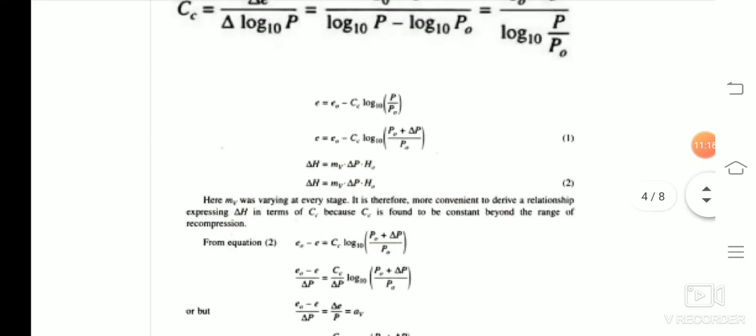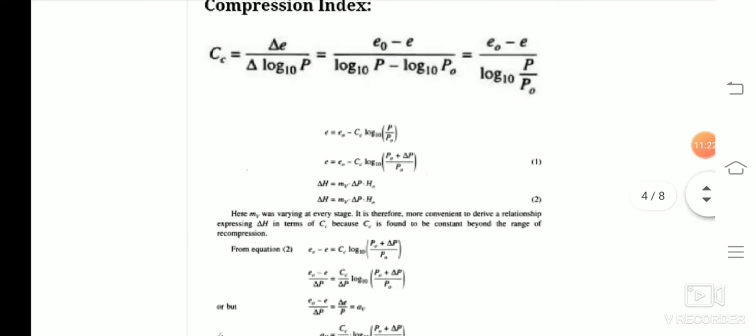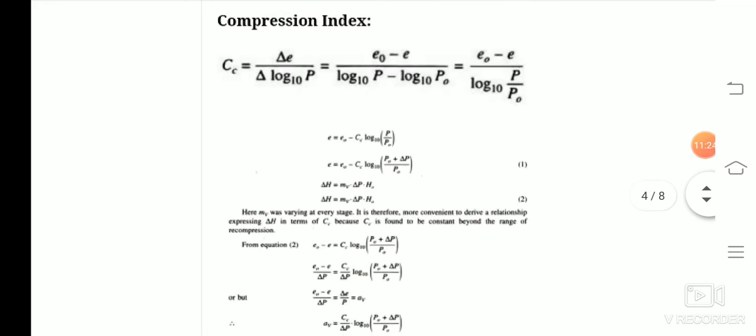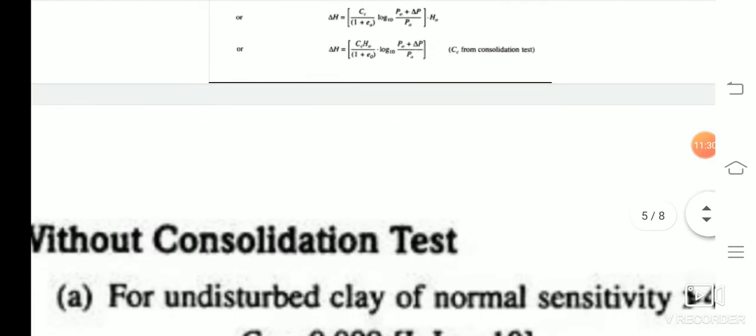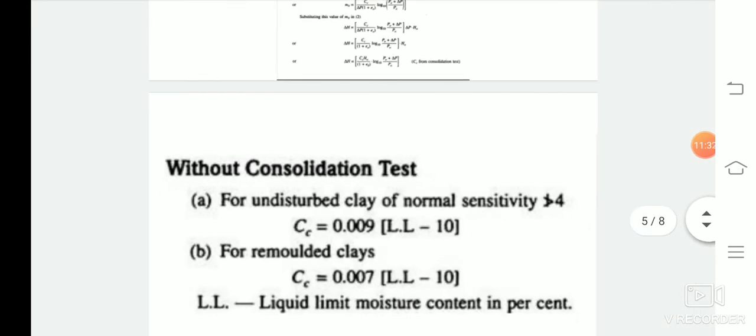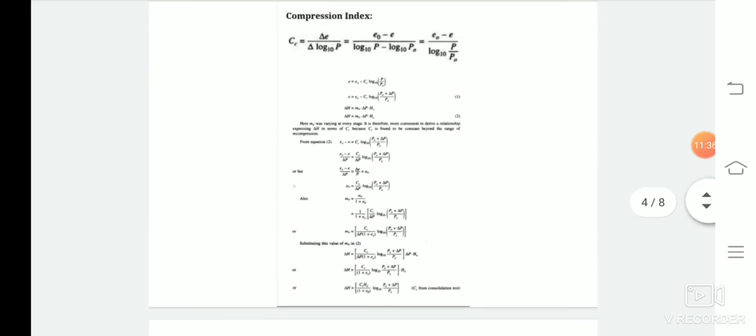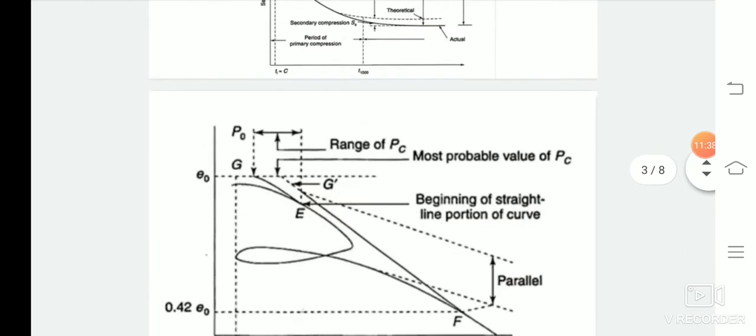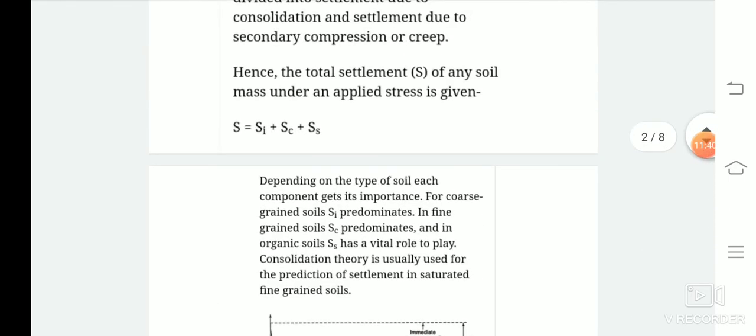So one way or the other, from the definition of the coefficient of volume change, we are easily getting the value of the settlement. So consolidation settlement or SC can be derived either by the coefficient of compression, or the coefficient of volume change, or from the compression index. We can use any of the formulas depending upon the type of problem, and easily find out the value of SC.